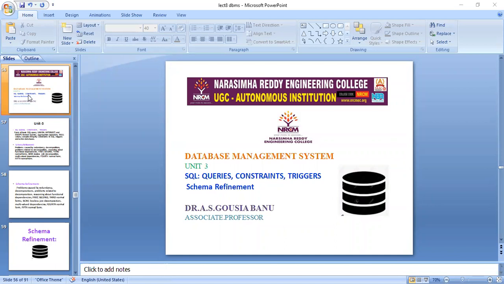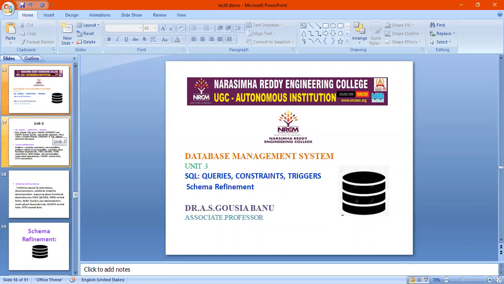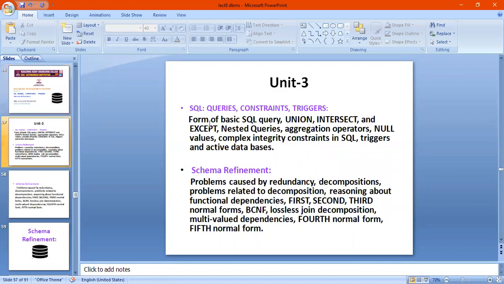We have gone through queries, constraints and triggers. That is, we have covered the basic SQL query, union, intersect and except, nested queries, aggregation operators, null values, complex integrity constraints in SQL, triggers, and active databases. So this we completed yesterday. Next, the topic to be covered is schema refinement.